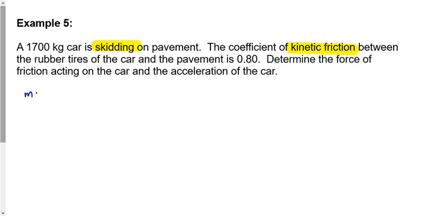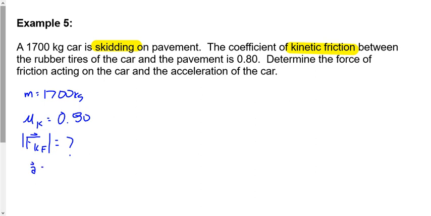I've got a mass here of 1,700 kilograms. We have a coefficient, I'm going to call it mu k, just to distinguish between the coefficient of kinetic friction and that other kind, static friction. 0.80. How many digits is that 0.80, by the way? Yeah, it's 2. The first 0 doesn't count, the last 0 does. We want to find the force of kinetic friction, and we want to find the acceleration.